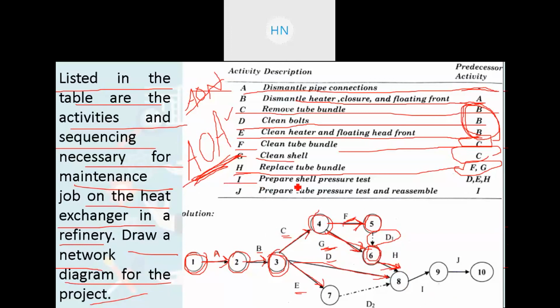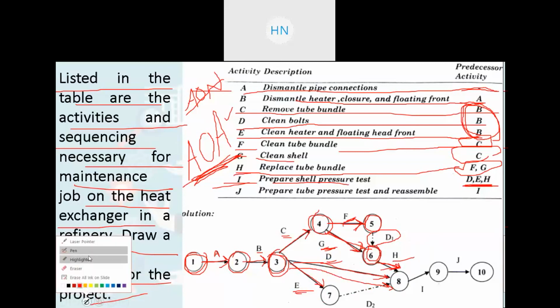Now after that, for activity I, prepare shell pressure test, it has predecessors D, E and H. These three activities should be completed, and only after that I can be completed. So where are D, E and H? This is your H, this is your D and this is your E, right? So again this E cannot be directly connected to this event because it will have parallel arrows, and two parallel arrows are not desirable. So we need to use the dummy activity here.